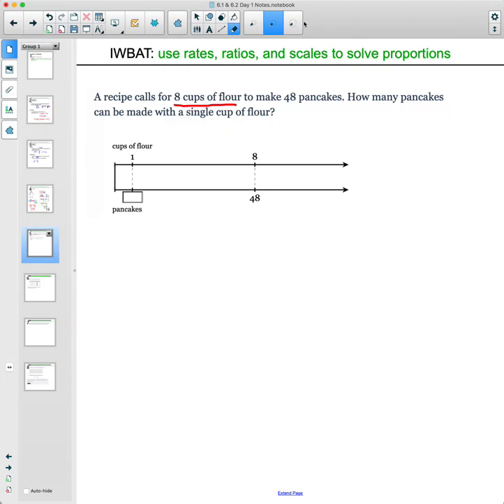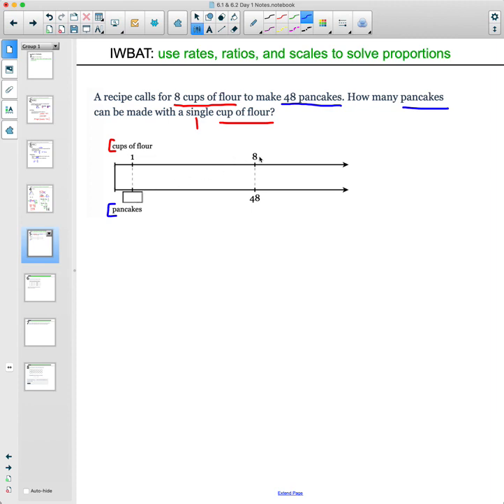So this is going to be proportionally, okay? 8 cups of flour to get 48 pancakes. How many pancakes are we going to get in 1 cup of flour? On this little number line here, you'll see that they put 1 cup of flour and 8 cups of flour. They're putting our flour measurements on the top and then our pancake measurements on the bottom. 8 cups of flour went with 48 pancakes. So what's 1 cup of flour going to go with?